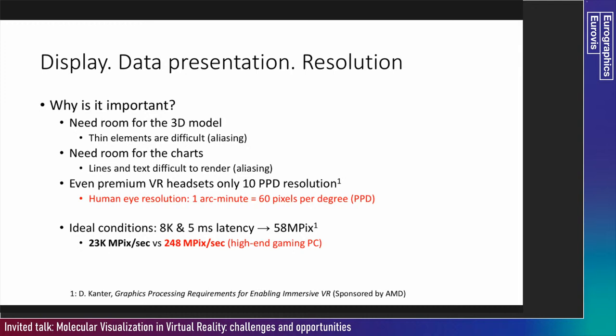Even premium virtual reality devices have only 10 pixels per degree resolution, while the human eye resolution is around 60 pixels per degree. So ideally, if we want to mimic or get close to the resolution our human eye has, we would like to have a device that is 8K, with something like 5 milliseconds of latency. This would mean that we need to generate 58 million pixels, and per second we would need something like 23K million pixels per second, while high-end gaming PCs have GPUs that are only able to render several hundred million pixels per second.